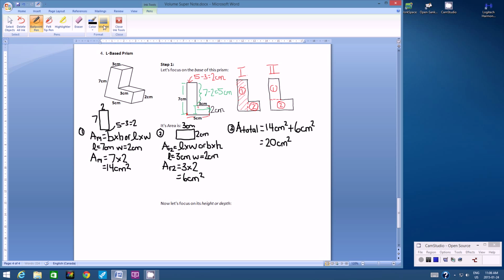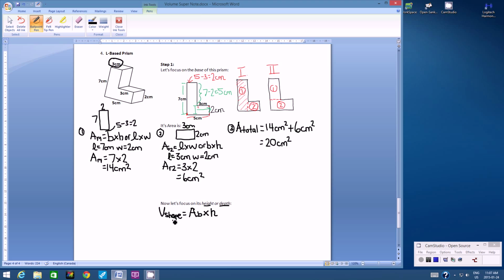All right. So now let's focus on its height or depth. Well, we've got to determine what the height or depth of this shape is. And that's where this figure comes in. Remember, we haven't used this number yet. 3 represents how tall or how many layers this L prism has. So if we know that we're using method 1, we know that the volume of any shape, okay, is the area of the base times the height or depth.